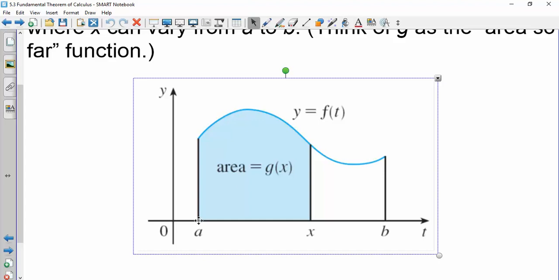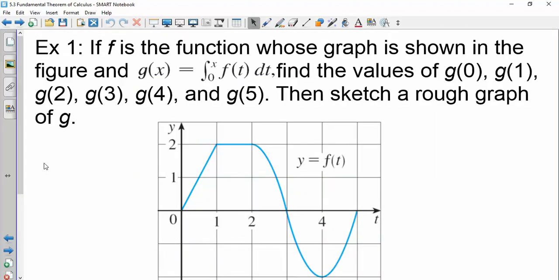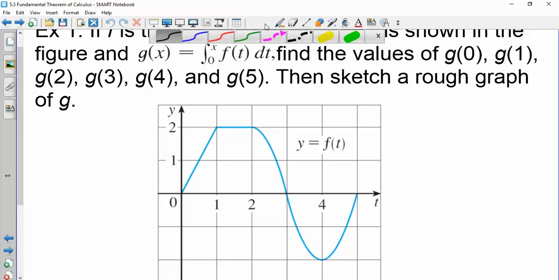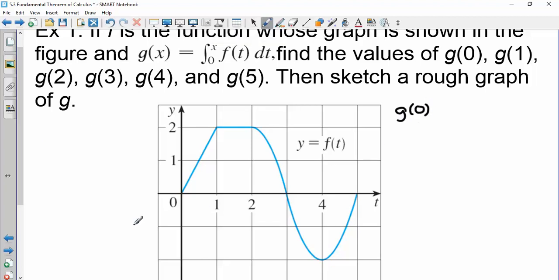We're going to do our first example just strictly by looking at a graph. So we have this function with this graph. G of x is defined to be the integral from 0 to x, and we are going to estimate all of these values and then draw a picture. So if I say g of 0, g is the integral, so area under a curve. If I'm looking at g of 0, this thing started at 0 and ends at 0. So if I start here and end here, what's my area? 0. We haven't done anything yet.